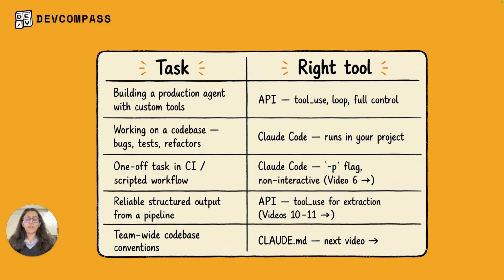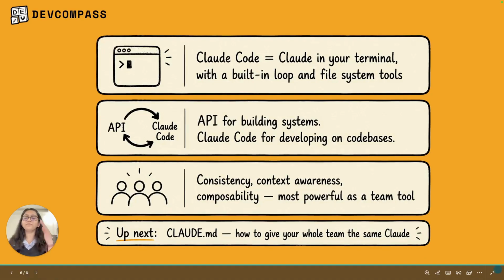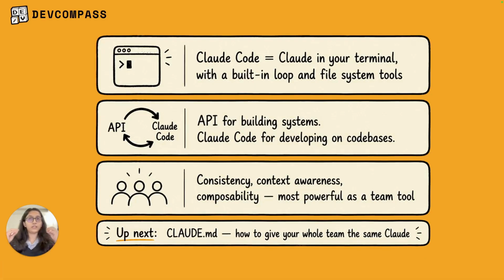The exam might present you scenarios and ask you to choose the right tool, so you can run through this table and get some understanding there. Now you have to remember that Claude Code is literally Claude in your terminal with a built-in loop and file system tools. You can also access it via their desktop app. API is for building systems. Claude Code is for developing on code bases. And it maintains consistency, context awareness, and composability. So it is very powerful as a team tool.